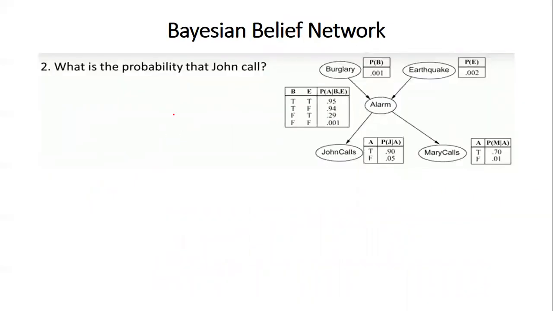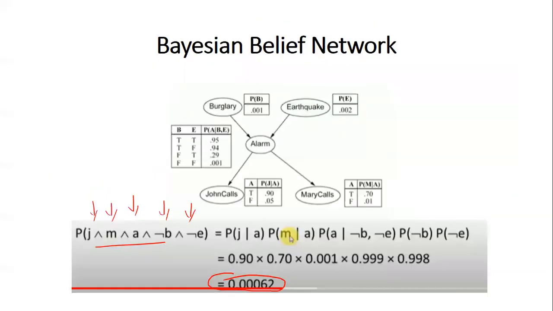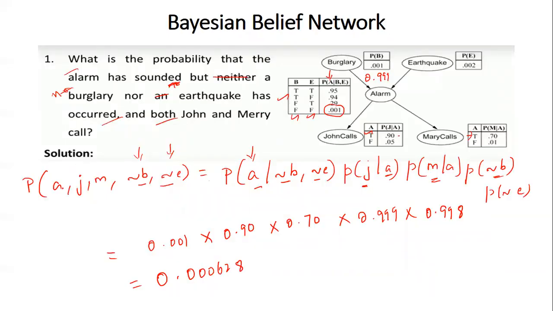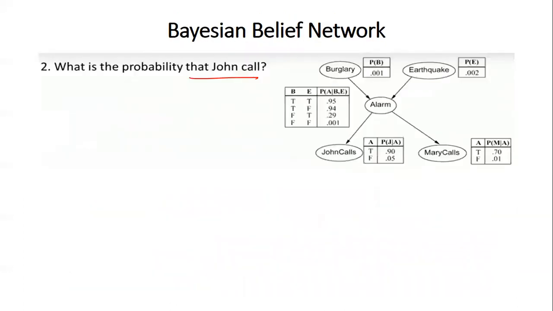We'll discuss one more example here. What is the probability that John called? This is another question. Here we are not using multiple variables. When you are taking multiple variables, it becomes easier because we know which variable depends on which variable, and we can sort it out. But in this case, we are only asking what is the probability that John calls. So the question is just P of J.